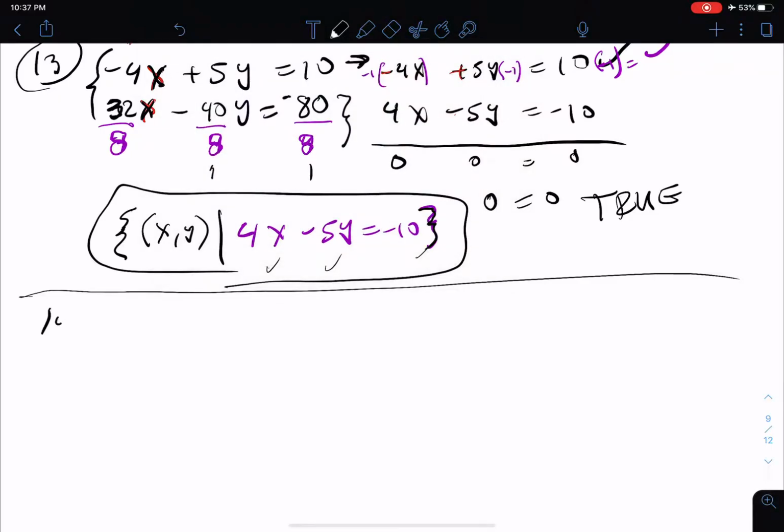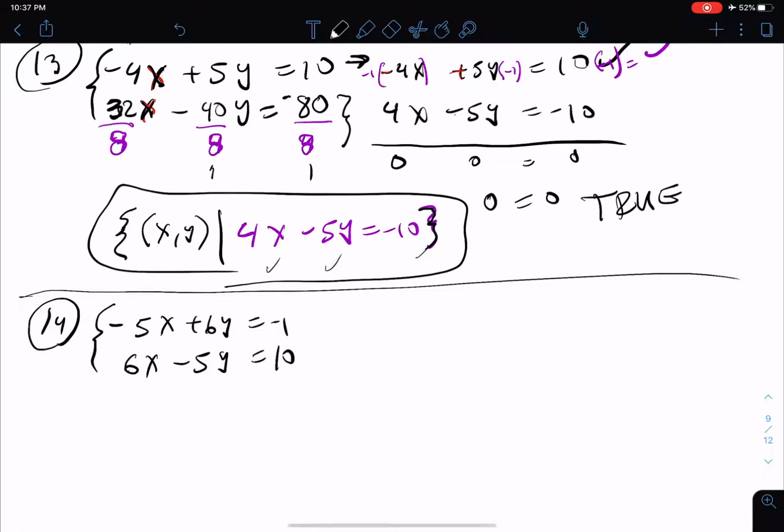So there's 14. The system is negative 5x plus 6y equals negative 1. Now equation number 2 is 6x minus 5y equals 10. There's the system. And let's go ahead and do this by addition elimination since we haven't done many of those. So let me go red. Probably should have had a little more space here.